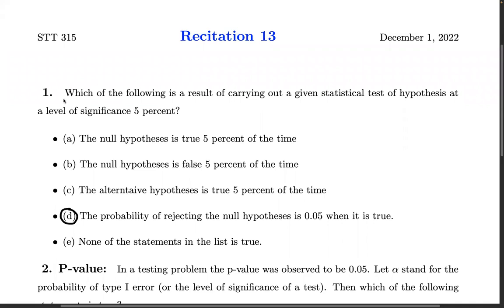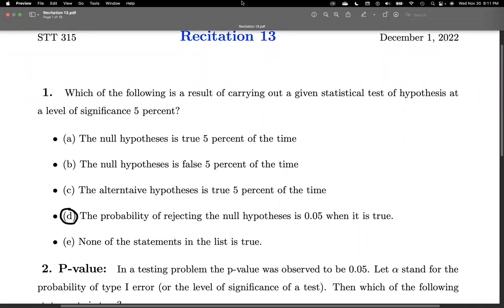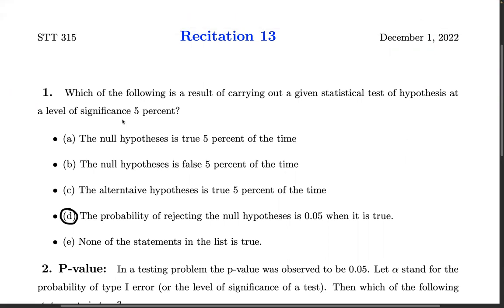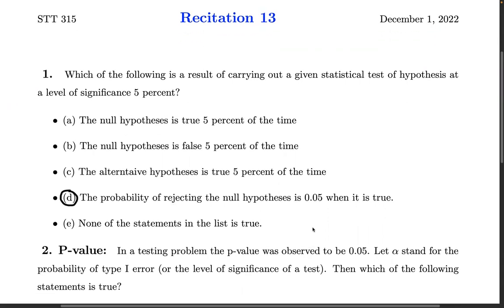So let's get started with question 1. It's a multiple choice. Which of the following is a result of carrying out a given statistical test of hypothesis at a level of significance 5%? So the answer would be option D, which is that the probability of rejecting the null hypothesis is 5% when it is true.